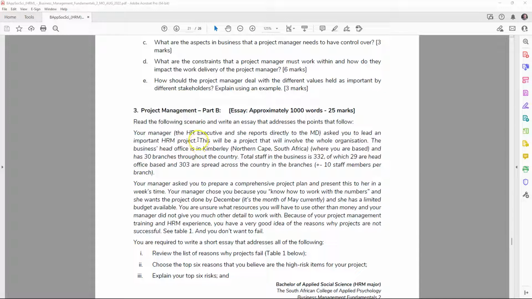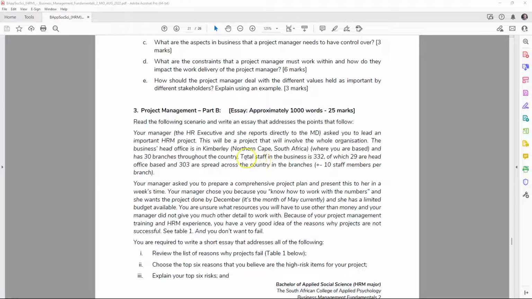So we're trying to contextualize this also within your studies. So, but yet, although it's an HR project, this will be a project that will involve the whole organization. And I go back to E, how should a project manager deal with the different values held important by different stakeholders? So here it's an HRM project, and you're the project manager here, and how will that affect all those people, and yeah, you need to be aware of that. So this will be a project that involves the whole organization.